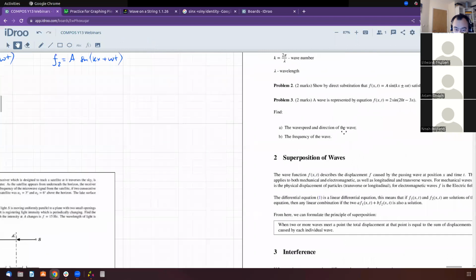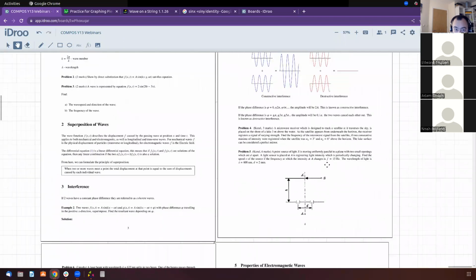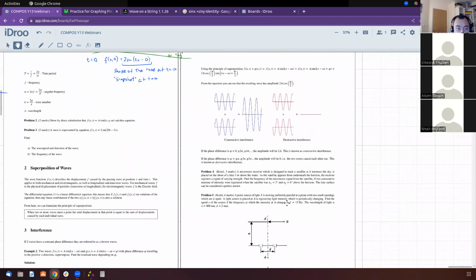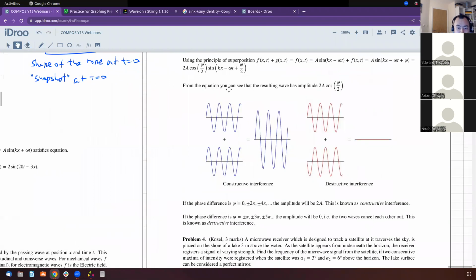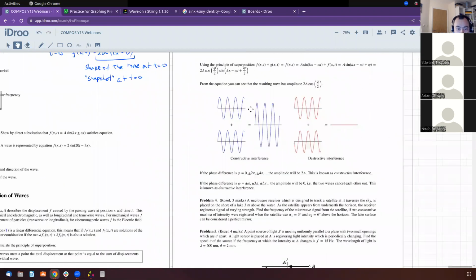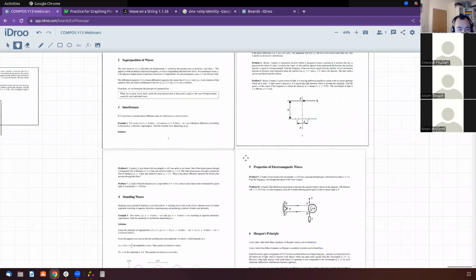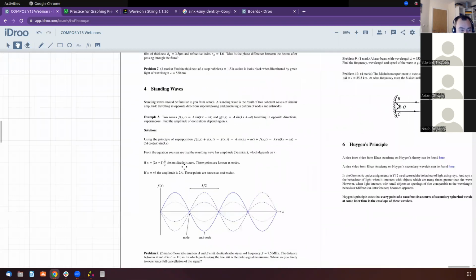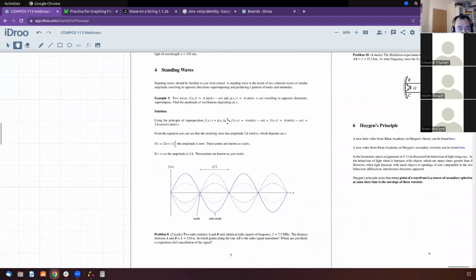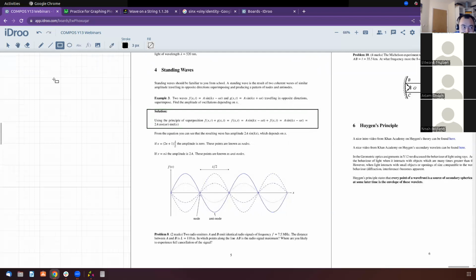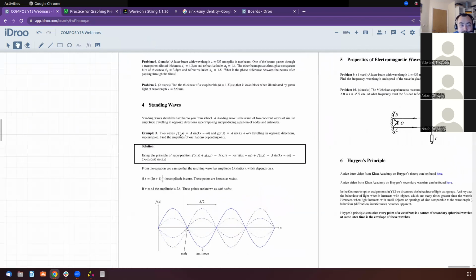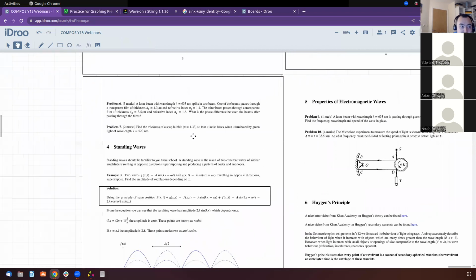Have we done this? Do I have this here? Yes, I have. Oh no. Standing waves. Yes, I've done it here. So you can have a look. A very similar thing. I really recommend you doing it on your own as well, just to see how it works.